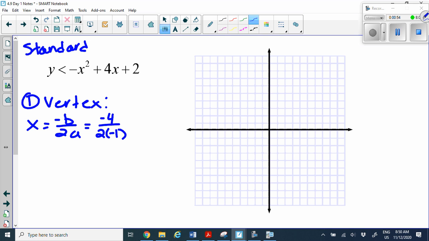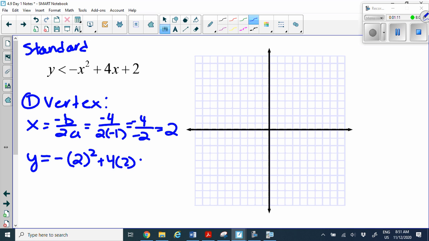So negative 1 is our a value. So I have negative 4 over negative 2, which gives me a positive 2. I'm going to plug that into here. Now I'm going to show you how to do this. Notice we have a negative on that x squared, so we're going to have negative, then parentheses 2 squared, plus 4 times 2, and then plus 2. So really be careful, especially when you see a negative on the outside.